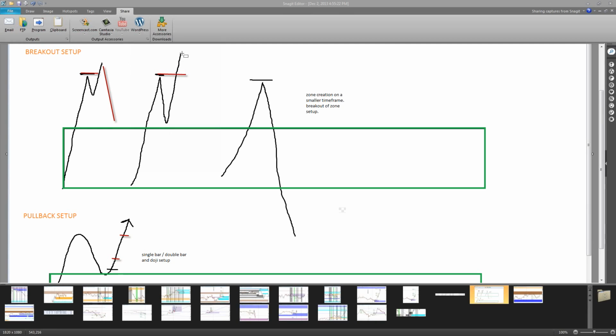Okay, but this just gives us a little bit of an indication that there is some type of a pullback, even if that pullback's not all the way to the zone where we like to have it on the pullback setup. All right. So recommended stop placement would be obviously just below this dip, even if it's not all the way to where we want it to be. All right. So that's kind of the idea behind this.